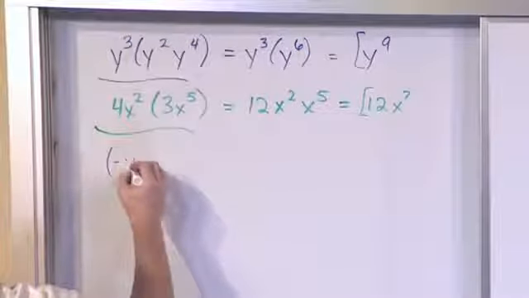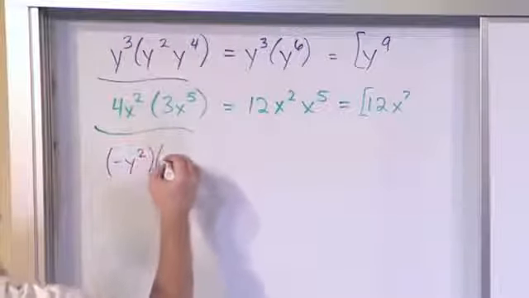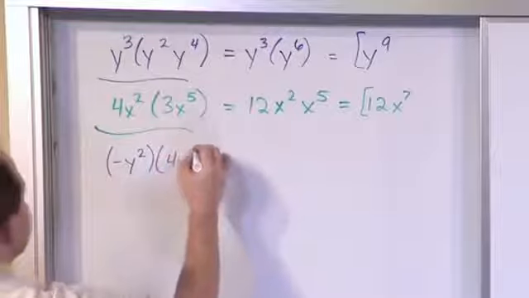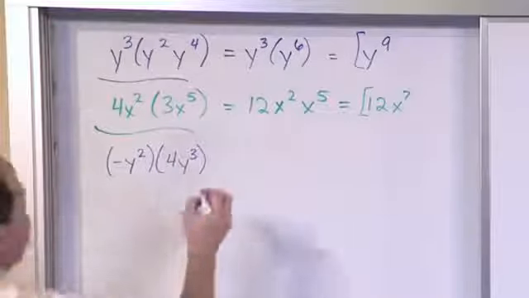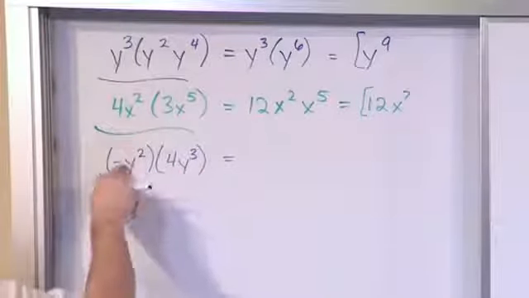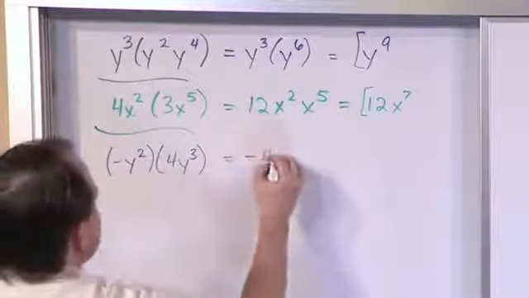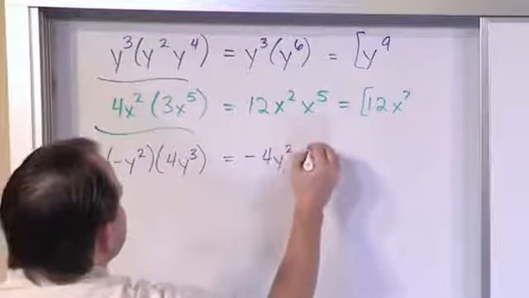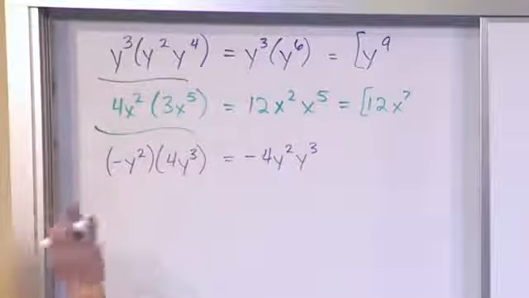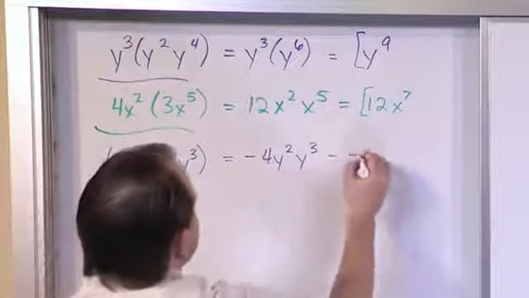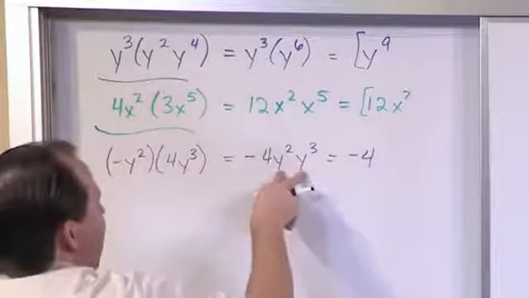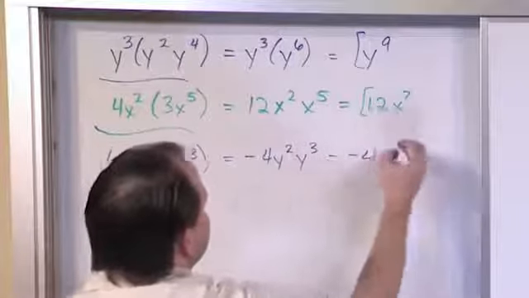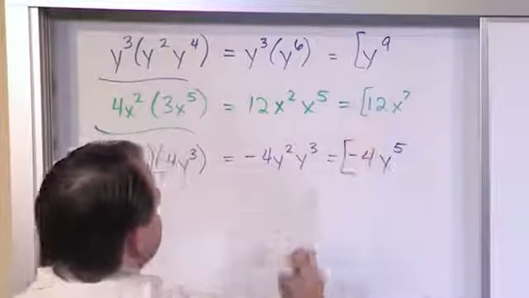What about negative y squared times 4y to the 3rd power? How would I simplify that? Well, I have a 4 times this negative 1, so I'm going to have negative 4y squared times y to the 3rd. I'm just hanging on to these because I just want to do everything in separate steps. The negative 4, the y's match, so 2 plus 3 is 5. I can add them together.